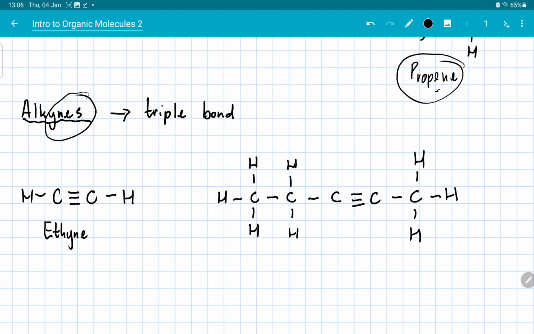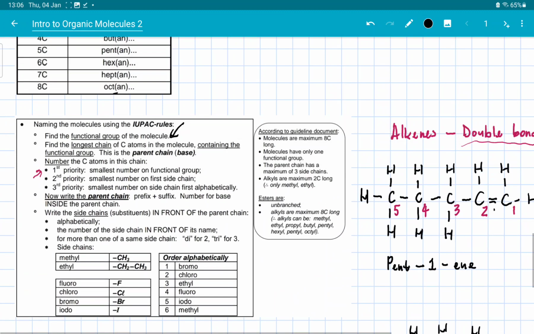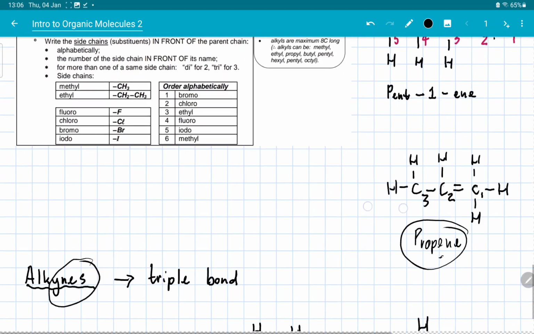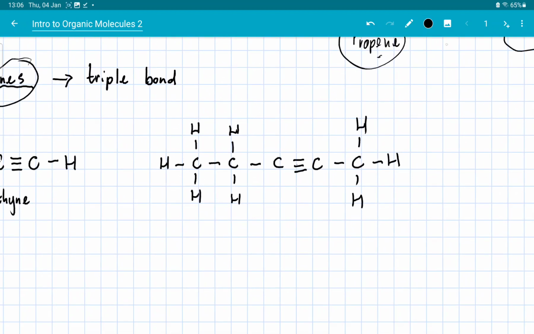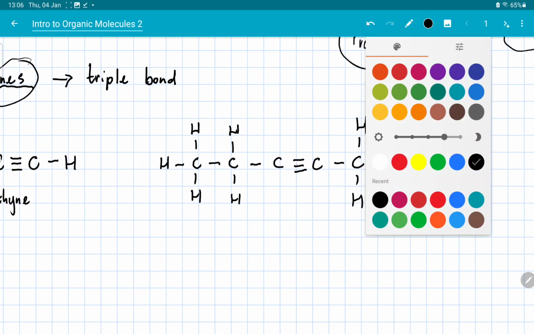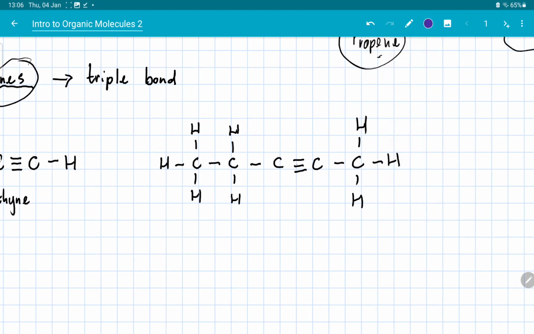Now, if you remember, priority one is very important. The functional group must be at the smallest number, very important, smallest number all the time. So you go back; if you are right-handed, you turn left, and if left-handed, you turn right. You have to follow the rules. So we go to the first carbon. Which side is the first carbon closest to the triple bond located at?